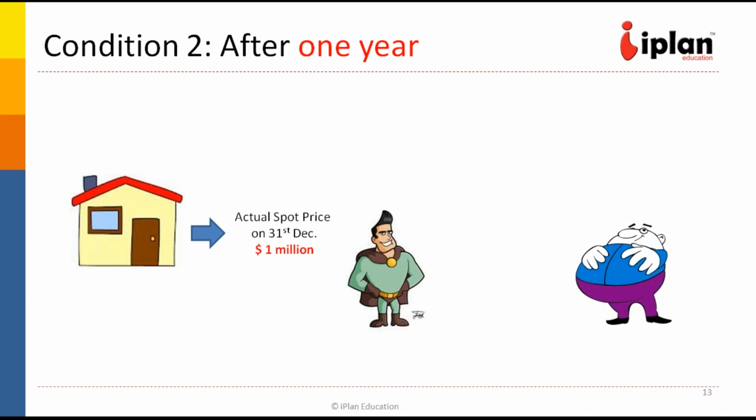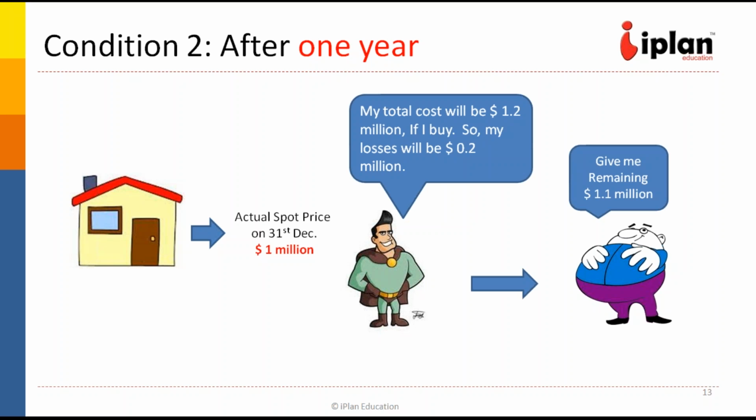Now, the price has gone down. The seller says, give me remaining 1.1 million. The buyer says, my total cost will be 1.2 million if I buy. Why? I have paid 0.1 in the beginning and I have to pay 1.1 right now. So my total cost will be 1.2 if I buy. And my total losses will become $200,000 or 0.2 million losses I have to face if I execute the option contract and take the house and pay the amount, because the market price is 1 million. So I'll have a loss of 0.2 million.